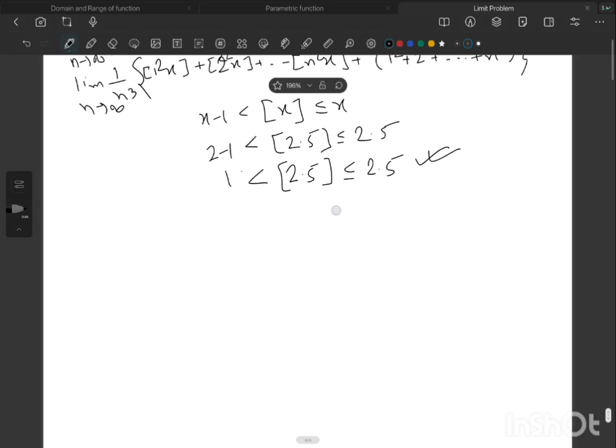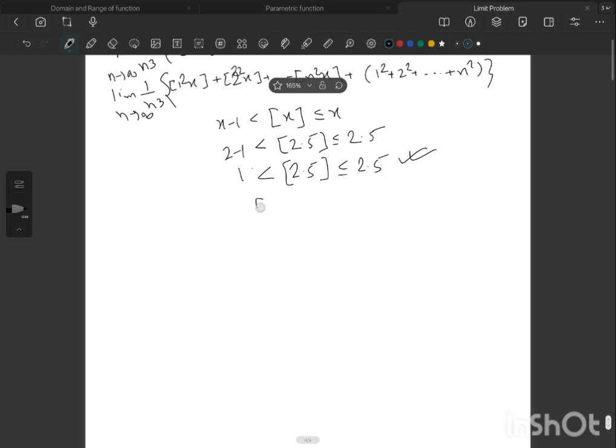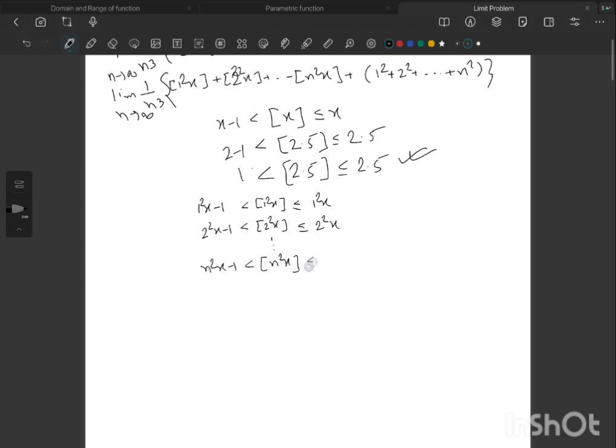So the greatest integer of 1 square x is strictly greater than 1 square x minus 1 and less than or equal to 1 square x. In the same way, the greatest integer of 2 square x is strictly greater than 2 square x minus 1 and less than or equal to 2 square x, and so on, up to n square x, strictly greater than n square x minus 1 and less than or equal to n square x. So apply this, and we take the limit n tends to infinity.